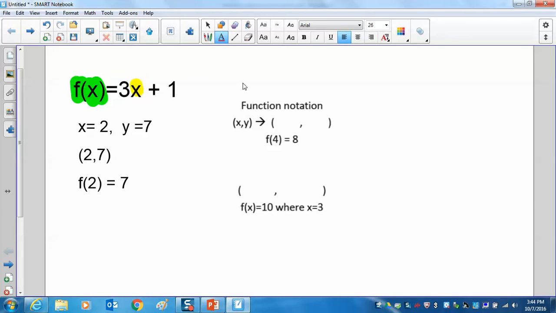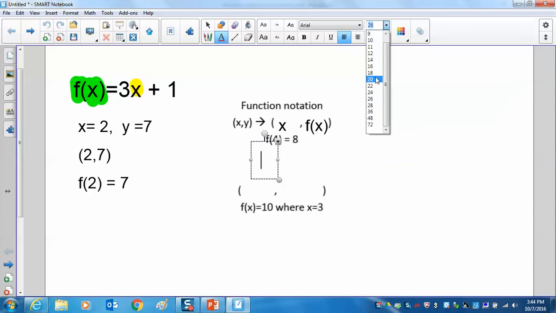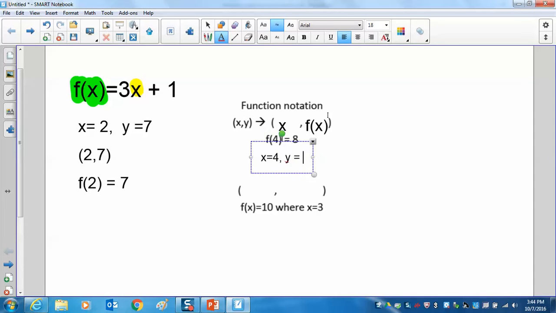So let's go over here. If we're looking at this example, we have an ordered pair x comma y. And this first value is always going to be written as x. But we could write our y as f of x. We have to remember that that's another way of saying y. So if I translated f of 4 equals 8 into the other forms, I could say x equals 4 and y equals 8. Or we could write it as an ordered pair. We could say that this is 4 comma 8.